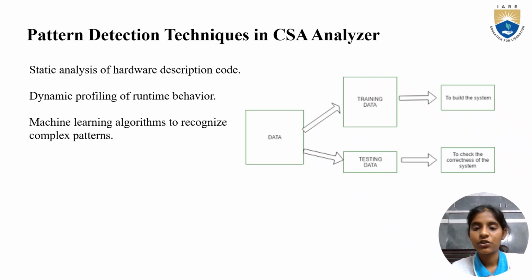Graph-based pattern matching, machine learning-based pattern matching, rule-based pattern detection, statistical pattern analysis, structural pattern analysis, behavioral pattern analysis. These pattern detection techniques enable the CSA analyzer to identify recurring patterns in communication system architectures, improving system performance, reliability, and efficiency.